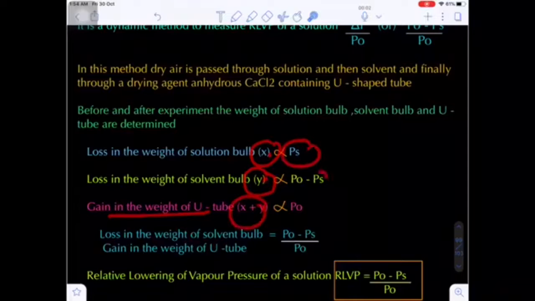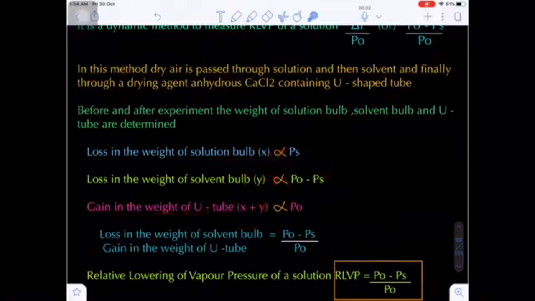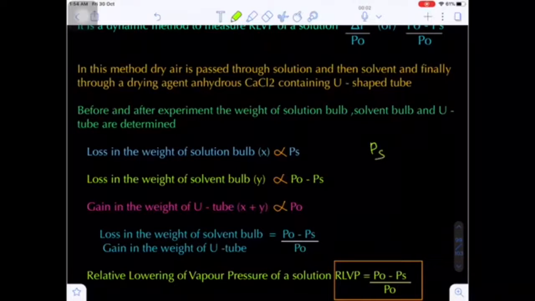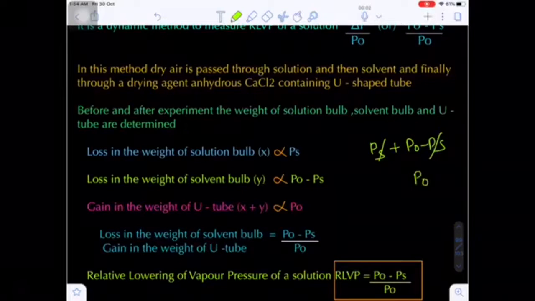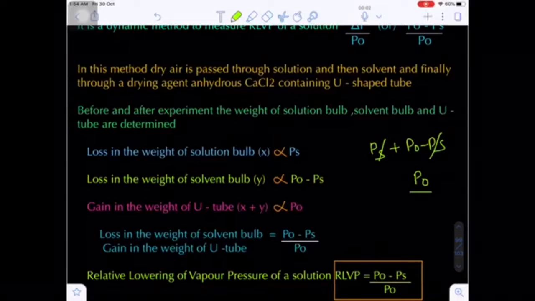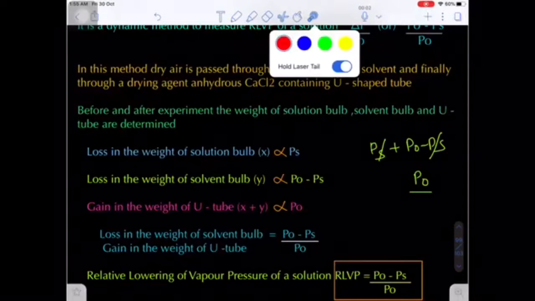Okay, similarly on the right hand side, the loss in the vapor pressure in the solution bulb, Ps, plus the loss in the vapor pressure in the solvent bulb, P naught minus Ps, total will be the gain in the vapor pressure, that will be P naught, that is the total vapor pressure of the pure solvent that was absorbed by the anhydrous calcium chloride, because it is a drying agent which has a tendency to absorb the water vapor. Are you getting my point?